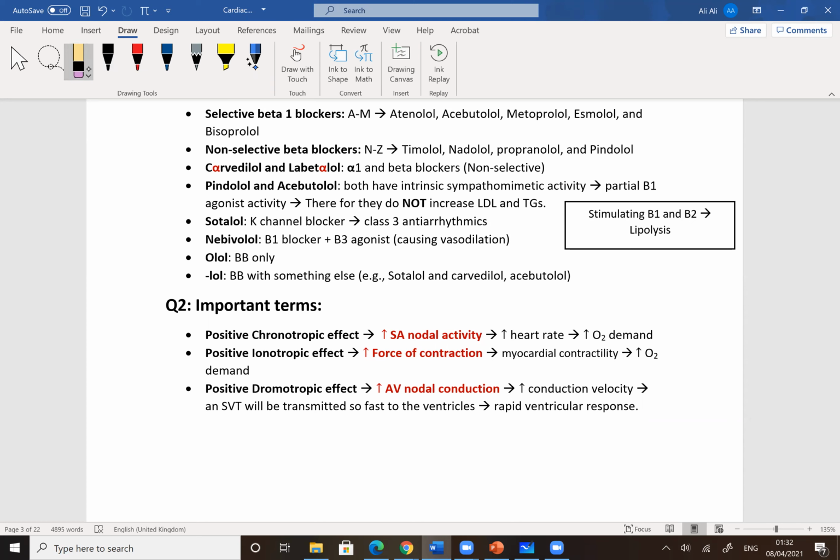Positive chronotropic effect, what does it mean? It will increase the SA nodal activity, it will increase the heart rate, and it will increase the oxygen demand. Is this good in angina patients? No. In angina patients, you don't want to give a medication that has a positive chronotropic effect.